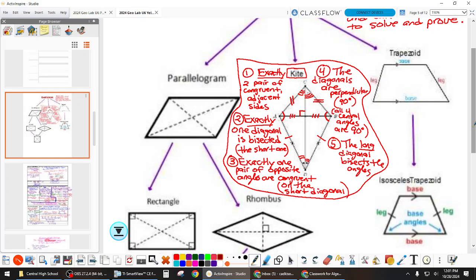You're going to have exactly 1 diagonal that cuts the other one in half, and the short one is the one that gets cut in half. We have exactly 1 pair of opposite angles that are congruent. That's these 2. They are on the short diagonal. The diagonals are perpendicular. That's huge because that allows us to set up solving with the Pythagorean theorem. And then finally, the long diagonal bisects the angles. So only the long diagonal bisects the 2 angles. Okay?